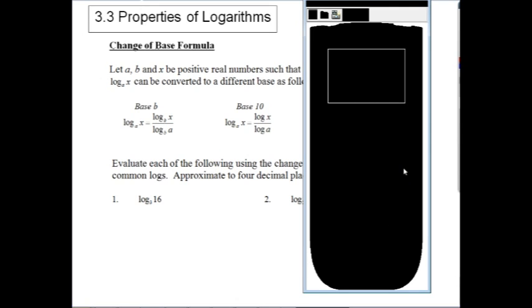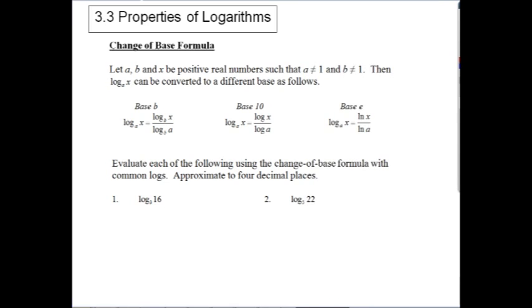So in order to do that, we've got to do some manipulating around, and it's called the change of base formula. And what that is, you can change it to any base you want. You can change it to base B, to base 10, or to base E, which is really the natural log. So what this says is let A, B, and X be positive real numbers such that A and B do not equal 1. Remember, your base numbers can never be a 1.